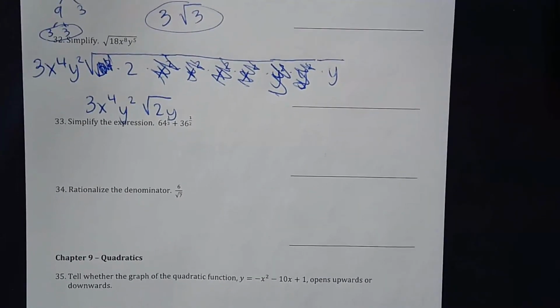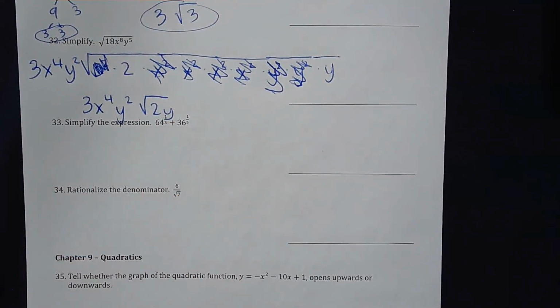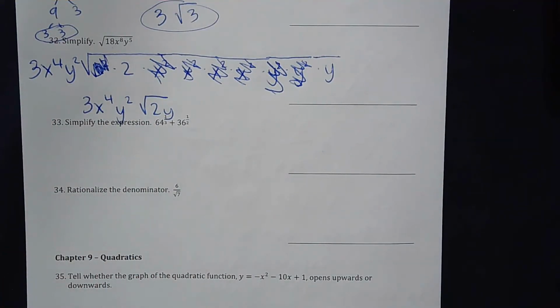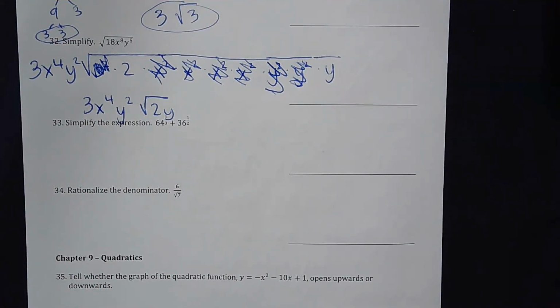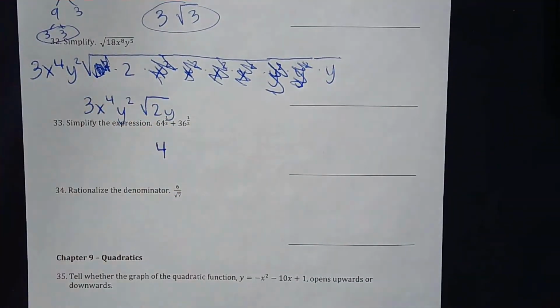All right, 33. We want to simplify the expression. This y got in the way, but on your papers, you should see that that's 64 to the 1/3 power. Remember, 1/3 power is the same thing as the cube root. So if we find the cube root of 64, how do we think of that? Well, we think of a number where if we multiply it by itself 3 separate times, we would get 64. So 4 times 4 times 4 is equal to 64. So the cube root of 64 is 4.